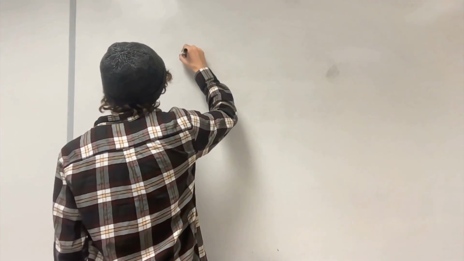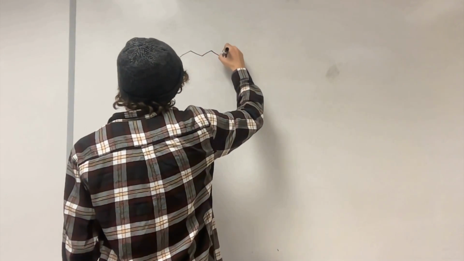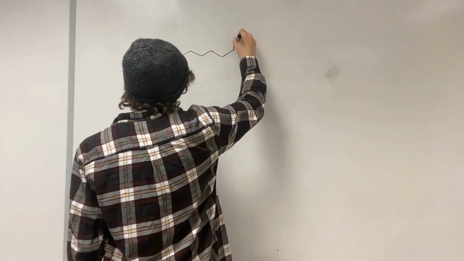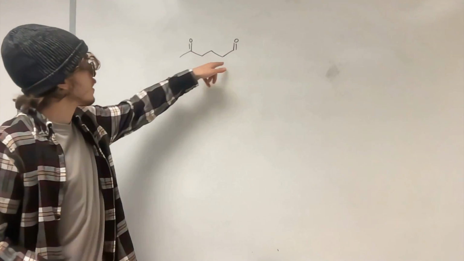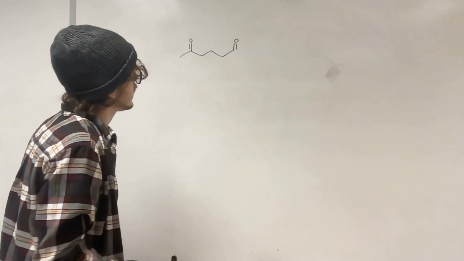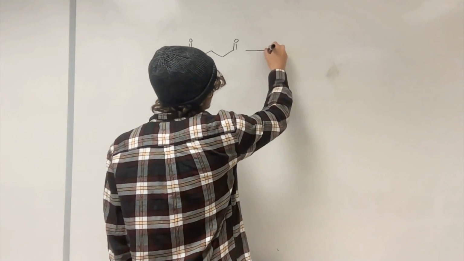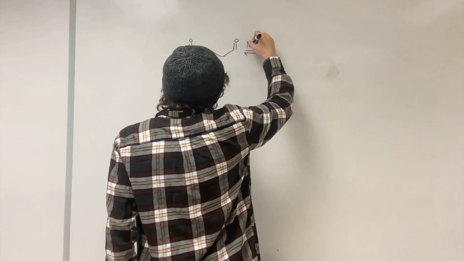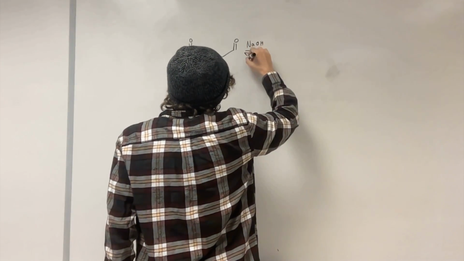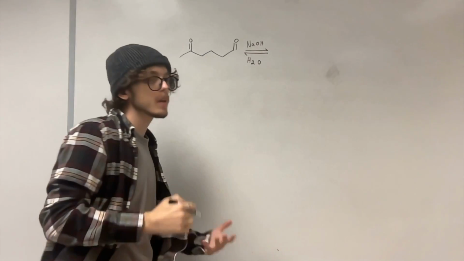Now I want to talk about intramolecular aldols. Let's say, for example, you had this molecule, all right, an aldehyde ketone, right? You could probably give it a name, but I don't want to because we don't have time for that. Let's use sodium hydroxide and then water, and let's determine our products here.